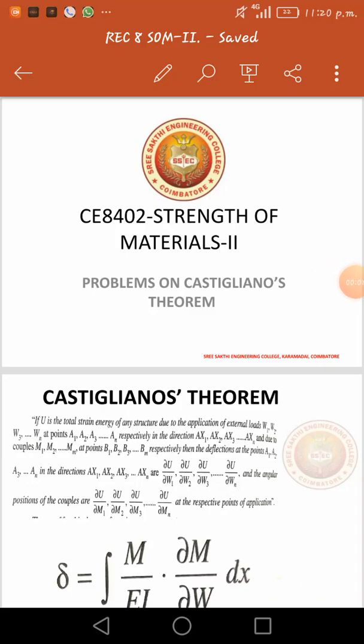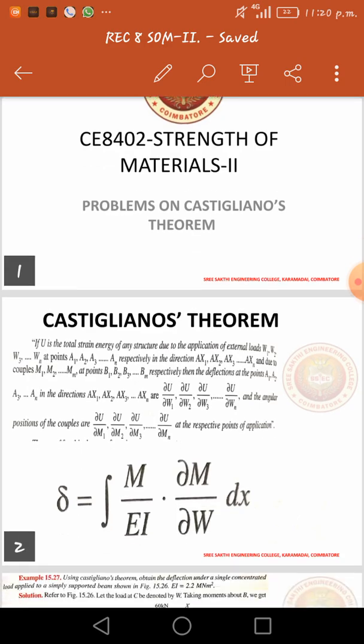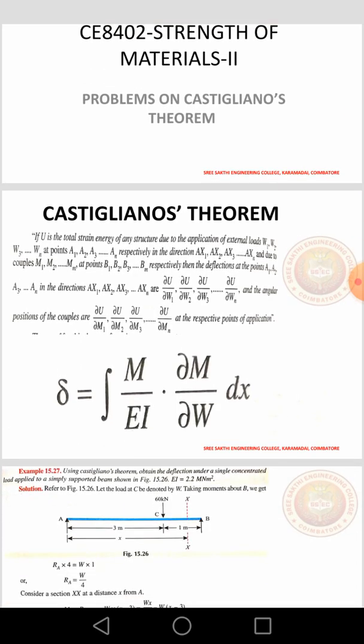Good morning students. Today we are going to see problems on Castigliano's theorem. So before that we have to know what Castigliano's theorem is. Castigliano's theorem is stated as follows.